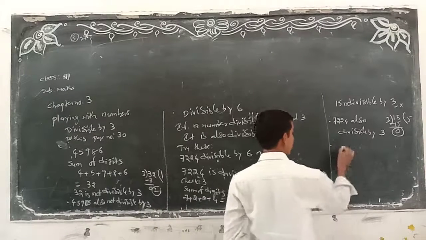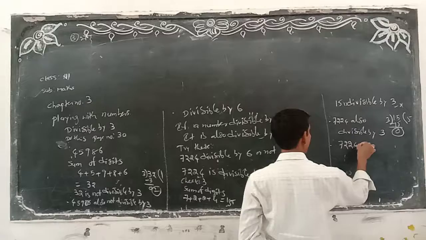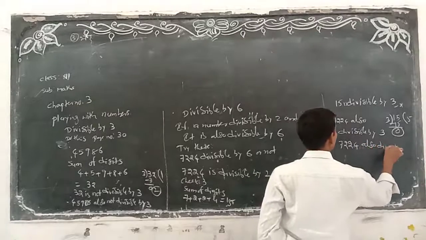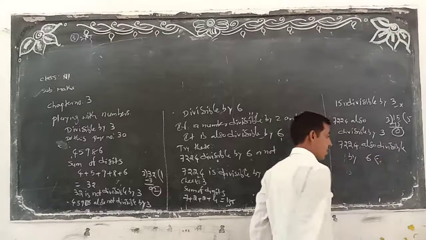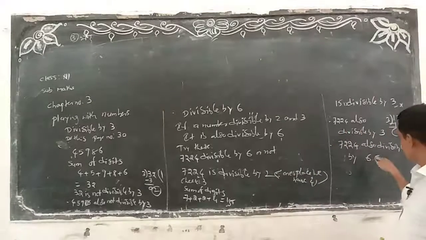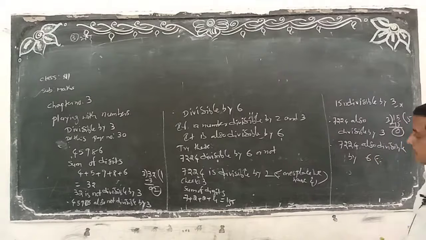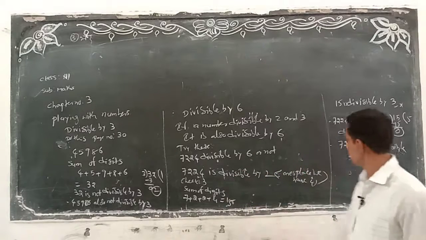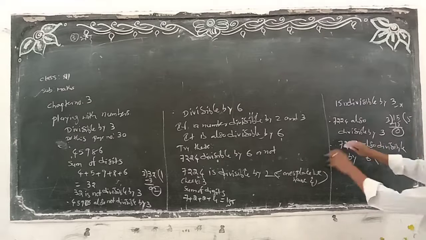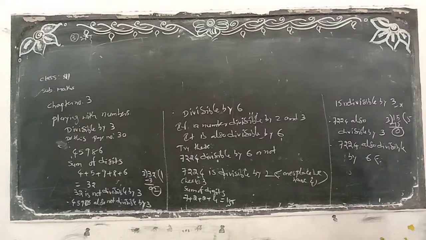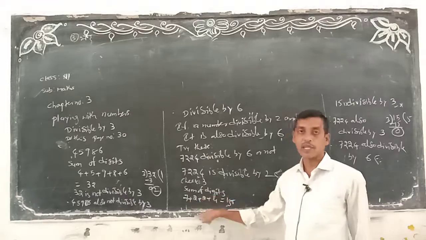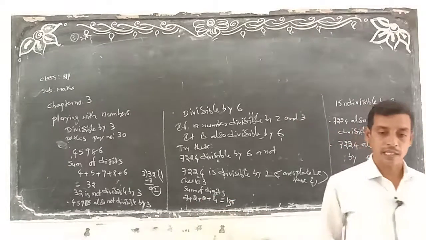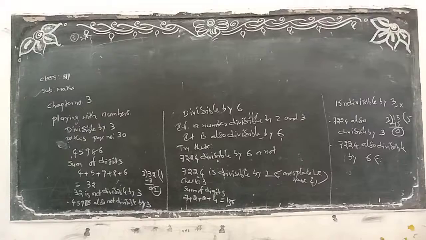Both conditions are satisfied. So 7224 is also divisible by 6. Why? Because it is divisible by 2 and 3. When is the condition for 6 satisfied? When it is compulsorily divisible by 2 and compulsorily divisible by 3. If one is not satisfied, we cannot say it is divisible by 6. Suppose a number is divisible by 2 but not divisible by 3, we can't say it is divisible by 6. That is the process of divisibility of 6.